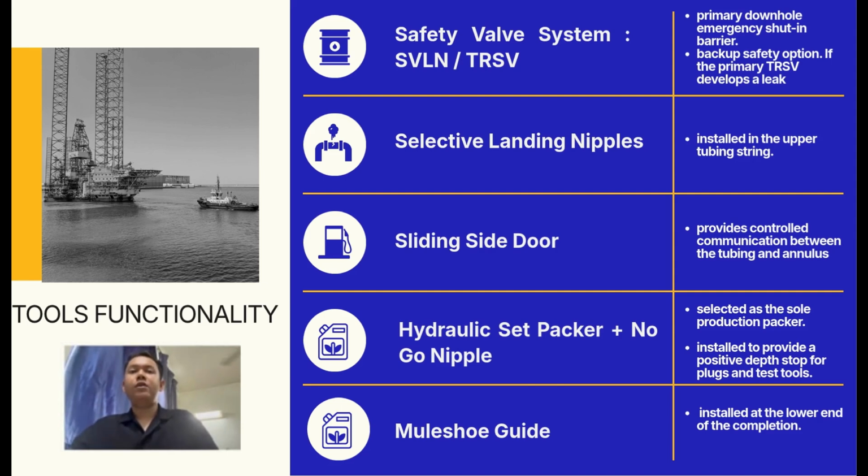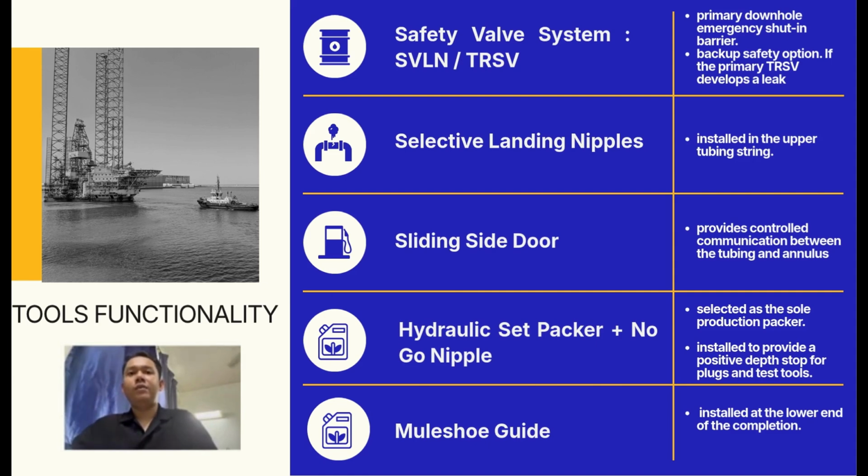A sliding side door is selected above the production packer. It also provides controlled communication between the tubing and the annulus for completion fluid displacement, tubing cleanup, pressure equalization, well killing and future workover operations. During normal production, the sliding side door remains closed.